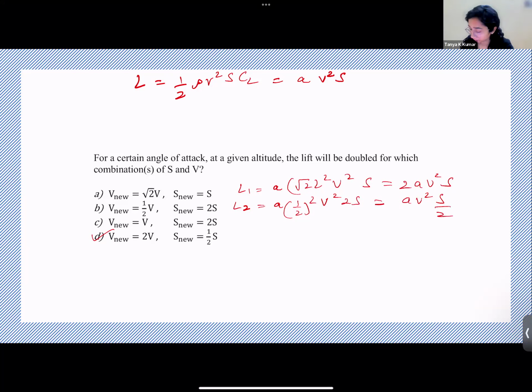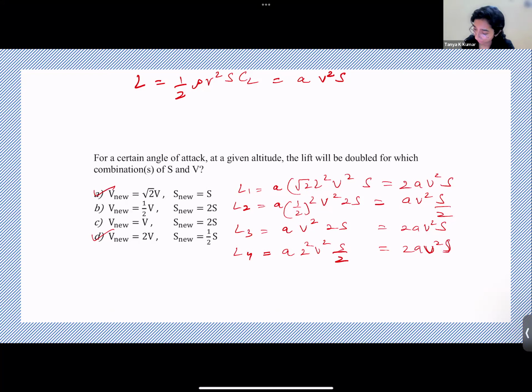Yes, by 2 in fact. L3 would be A V square 2S, so here you have 2A V square S. And L4 is A 2 square V square S by 2. Again, you have 2A V square S.